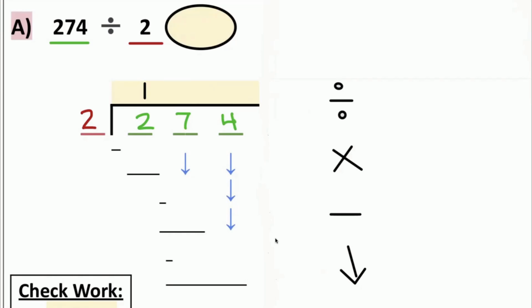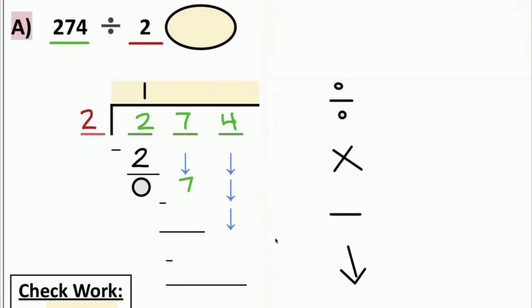Okay, so we did our first step, divide. Our next step is to multiply. We're going to multiply 2 times 1, which is 2. And we're going to write that answer right underneath our other 2. Make sure you're staying super organized. All right, so we multiplied. Now we're going to subtract. 2 minus 2 is 0. And then we're going to bring down. We're going to bring down our next number in our dividend, the 7.